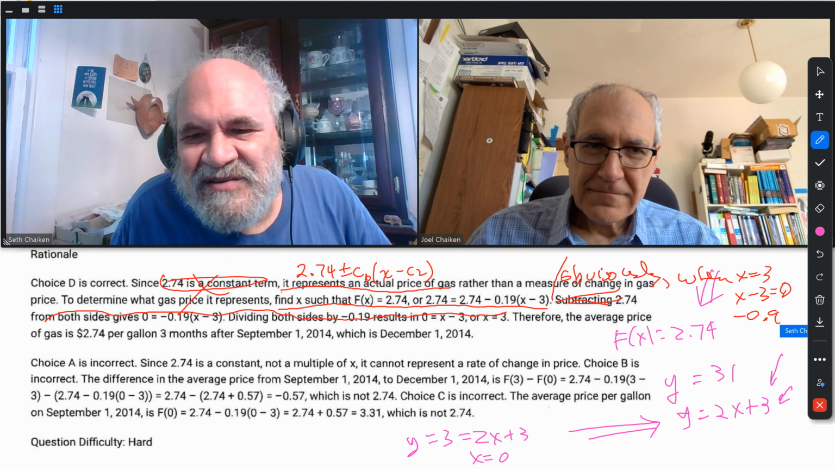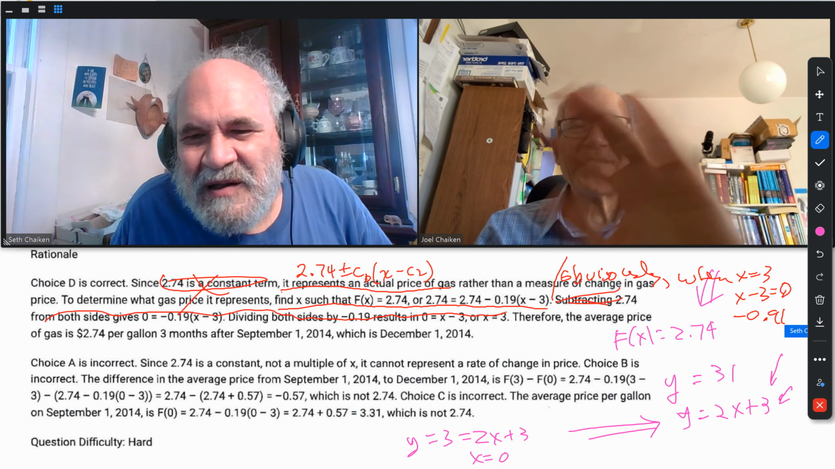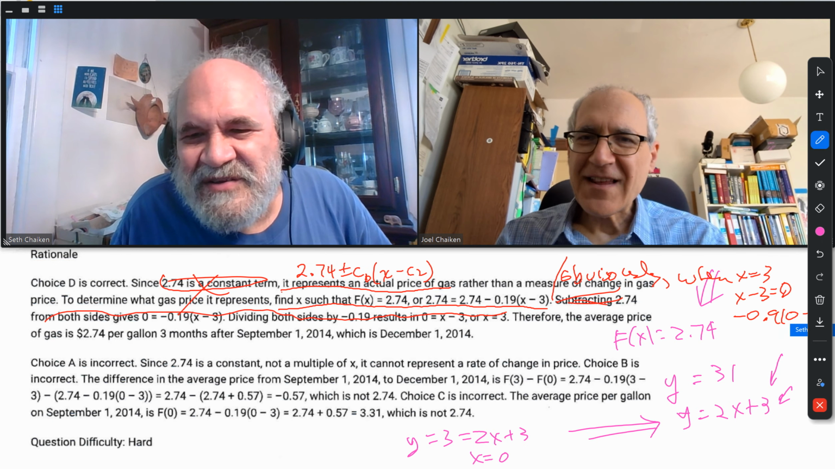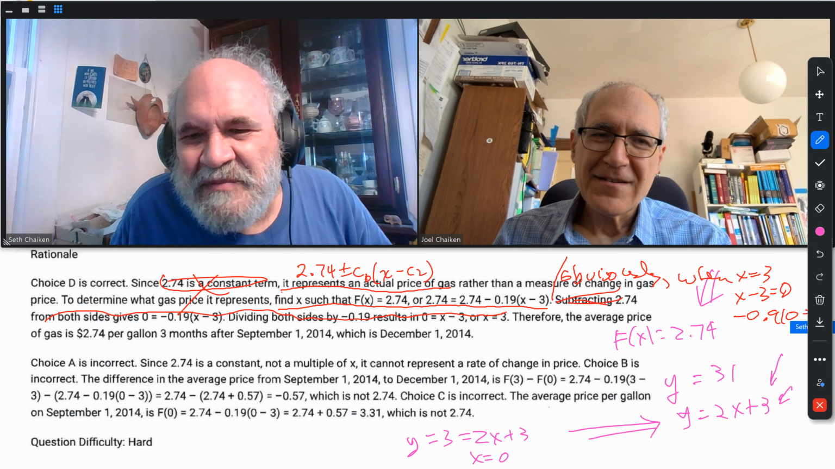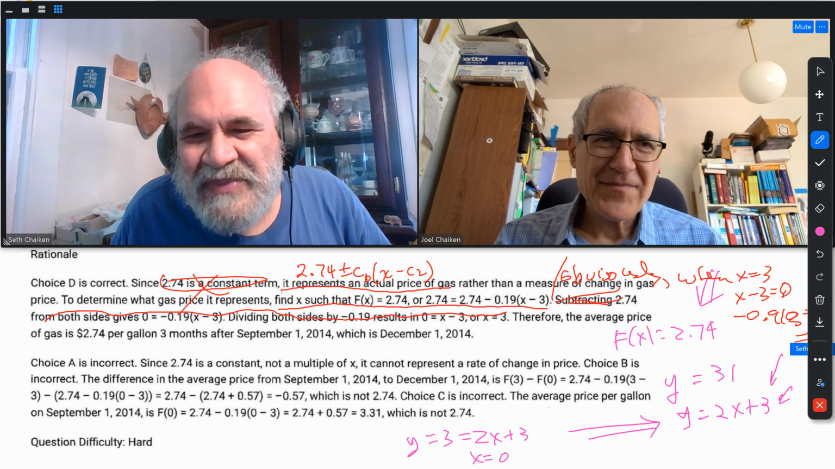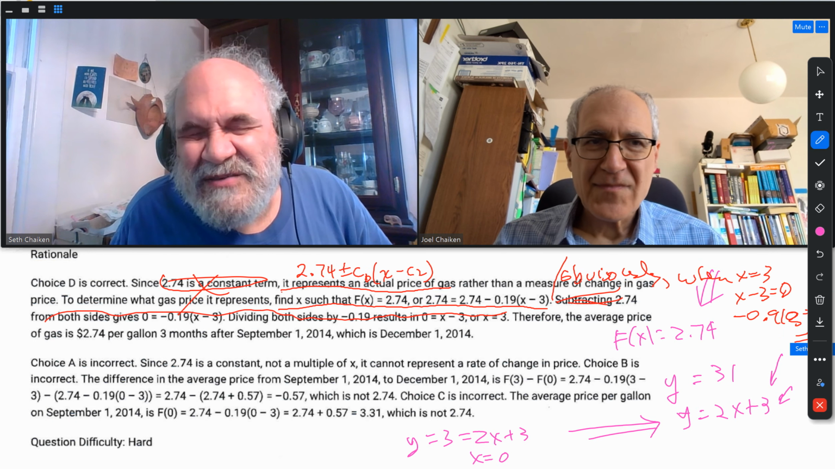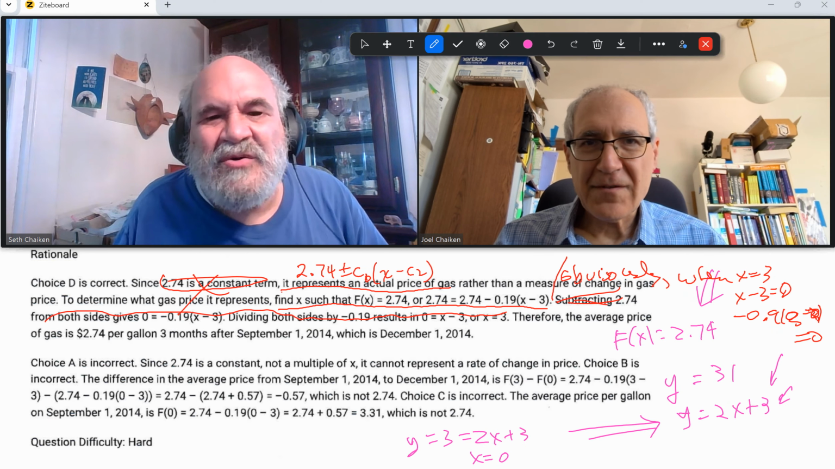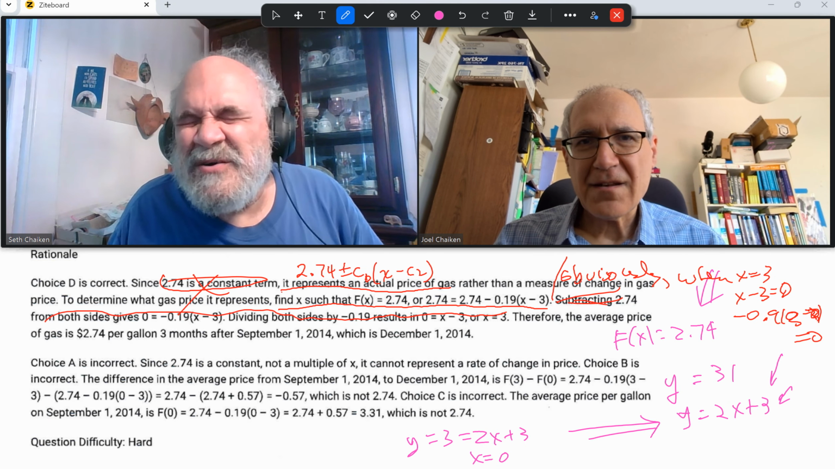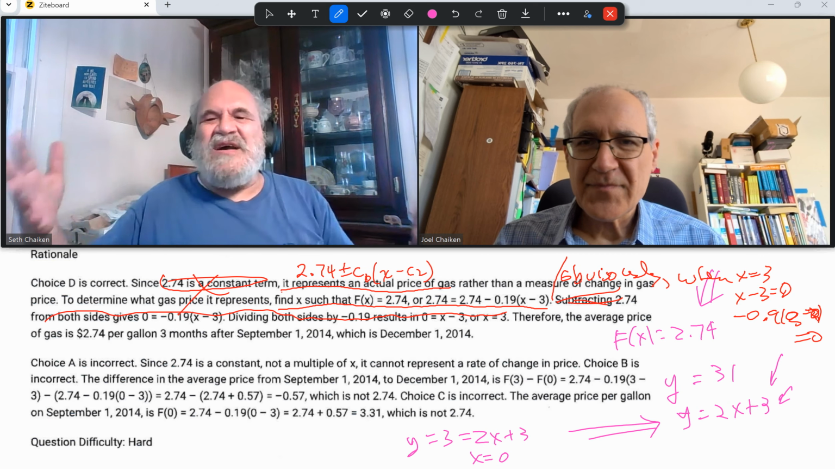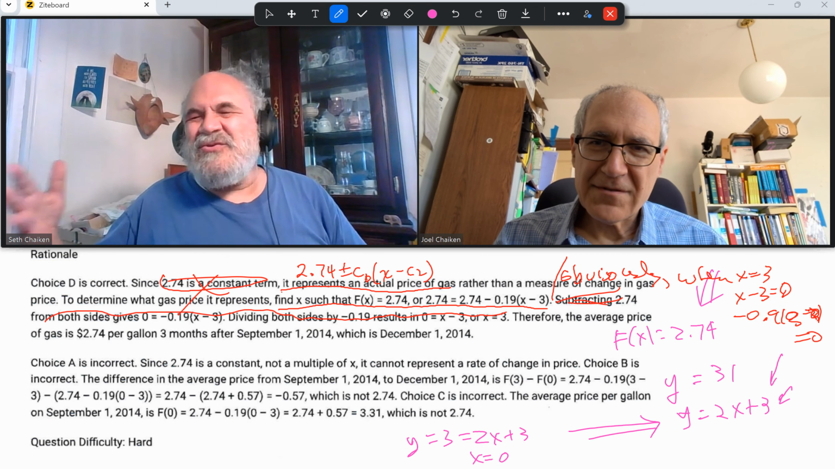Minus 19 times... Okay, you don't forget it. Times 0 minus 0. X is 3, minus 3 equals 0. And so x equals 3 solves the equation. Bingo, it's done. You solve the equation, find the x that makes the equation true.